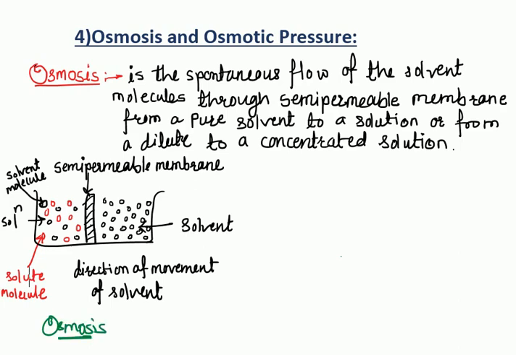The diagram shows the osmosis. In one compartment of the container there is a solvent, and in the other compartment a solution is filled, and these two liquids are separated by the semi-permeable membrane. Now the semi-permeable membrane allows only the flow of solvent molecules through it, and the flow of solvent from the solvent compartment to the solution compartment takes place. This process is called osmosis, and this is a spontaneous process.